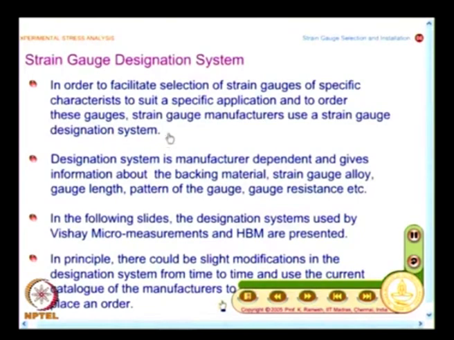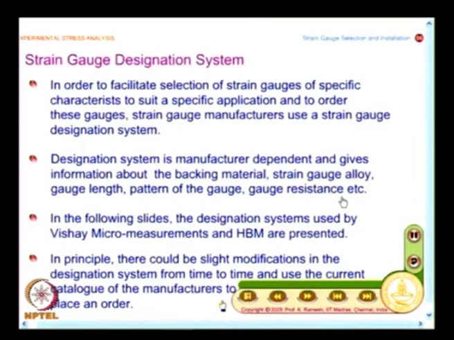So, it does two jobs. One is to facilitate selection of strain gauges of specific characteristics, and also to order these gauges. And obviously, the designation system is manufacturer dependent and gives information about the backing material, strain gauge alloy, gauge length, pattern of the gauge, gauge resistance, etc.